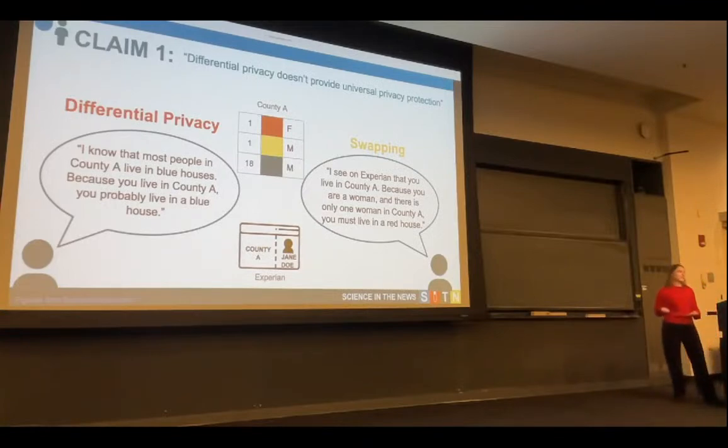However, this is different from the privacy attacks that can be carried out against swapping. So, for example, you have information from Experian, so you know Jane Doe's data from Experian. And you know that Jane Doe is a woman, because you have this data from Experian. So that means that you must know she lives in a red house, because there's only one female in County A, and that female lives in a red house. So these are fundamentally different kinds of privacy attacks, and the latter do not work against differential privacy. And then, yeah, I think the first one is kind of up for debate about what kind of a privacy threat that represents.